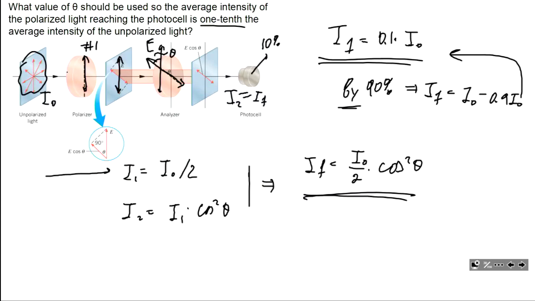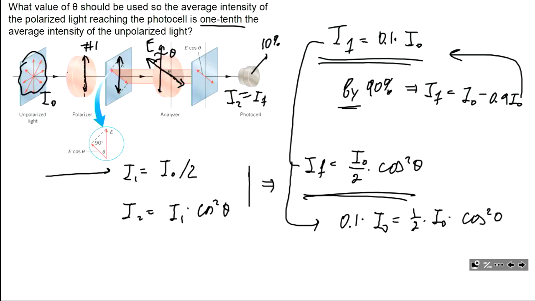So now we can combine these two equations together, right? 0.1 times the initial should be equal to 1/2 times the initial times cosine squared of the angle we are looking for. And see what happened? A miracle. That very variable we didn't know, it wasn't given to us, doesn't matter because it is cancelled. Now we just have to solve an equation. Cosine of this angle should be equal to the square root of 0.1 times 2.